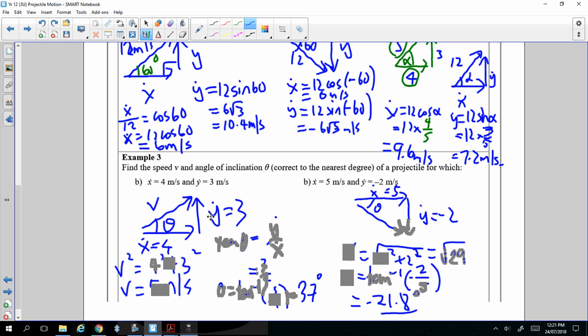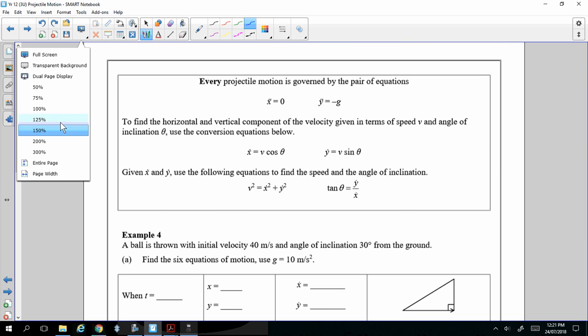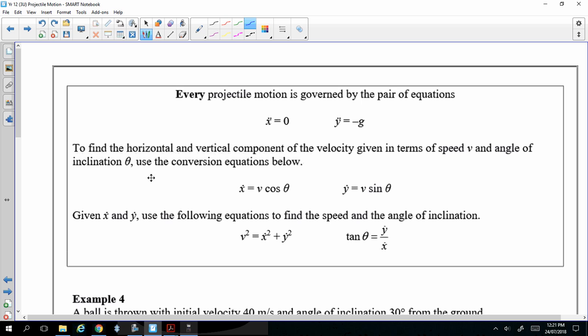All right, let's go to the next page. Every projectile motion starts with this equation. Every one. So you always start with this. No matter what, the acceleration in the horizontal direction is always 0, and the acceleration in the vertical direction is always equal to negative g. Those are the two things that are always the same.